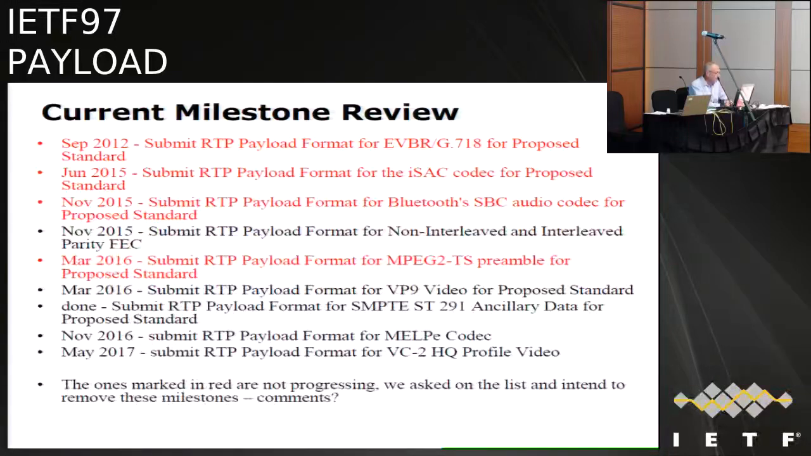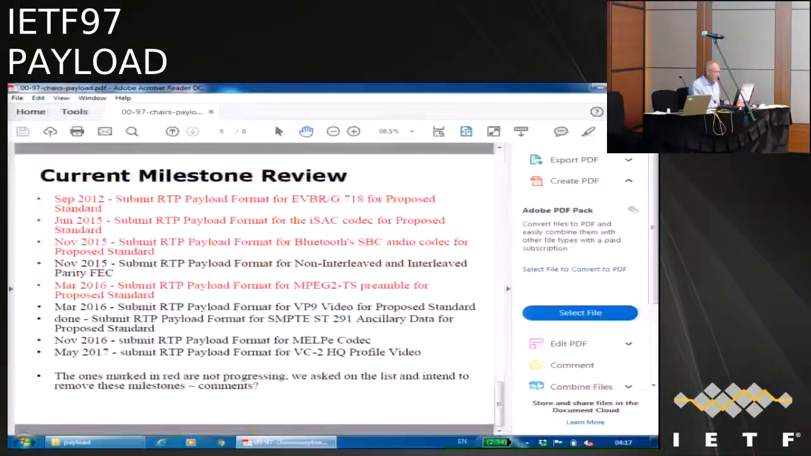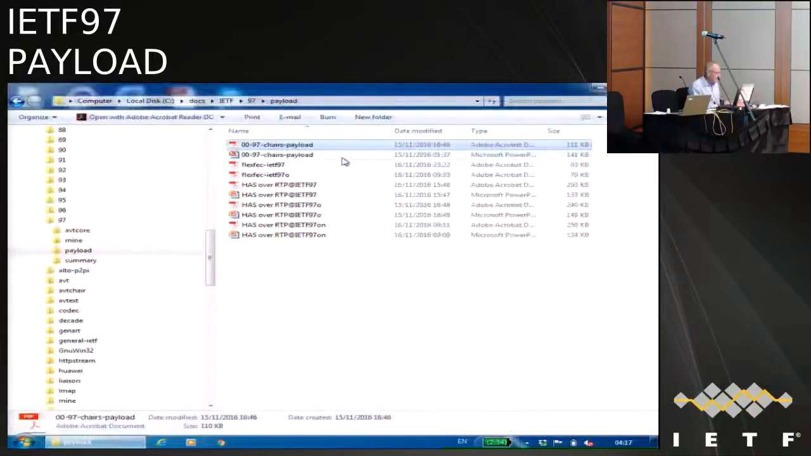The other milestones: we have the FEC, we have the VP9 video codec. We'll need to update the milestone date for that one. We have the MELP, which I hope we'll submit soon for publication. We're done with this. And we now have a milestone also for the VC2 high quality profile video. Okay, so this is the status. We can go now to the first presentation, which is about the FEC.